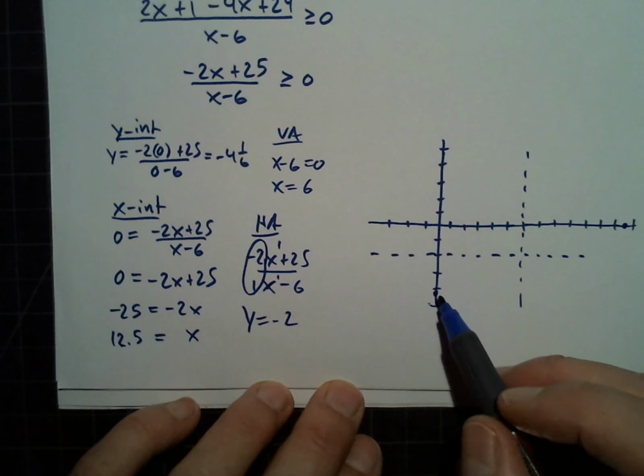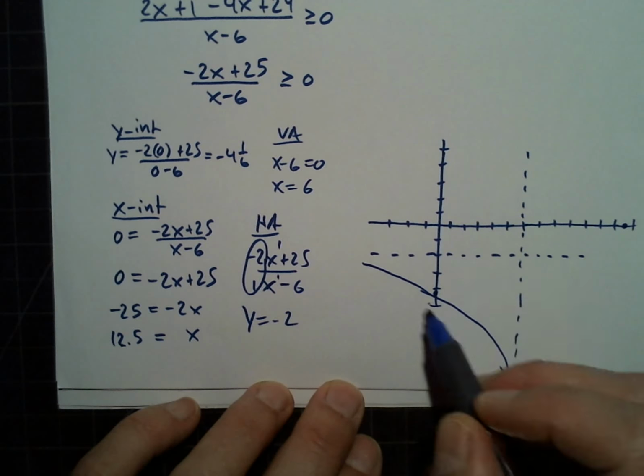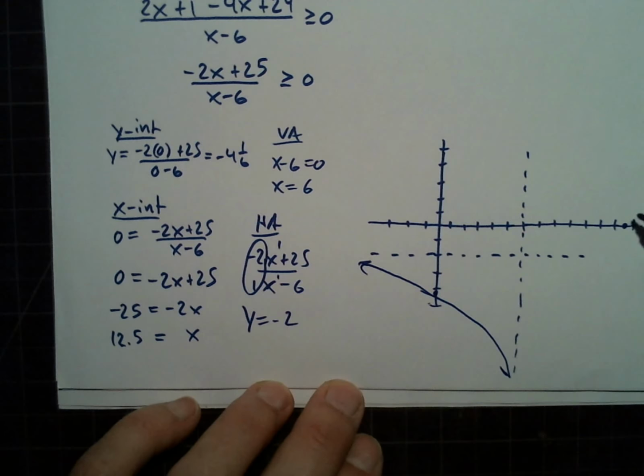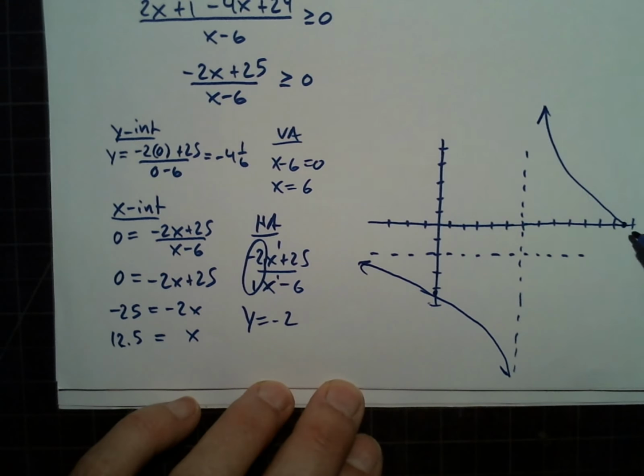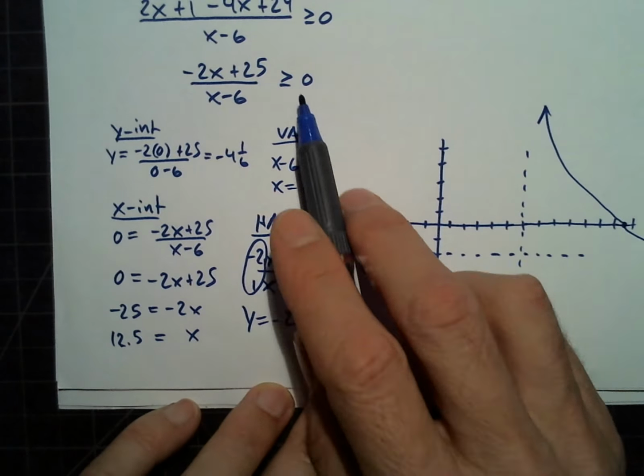So we have a y-intercept, and we can see that's happening. And over here, we have that. So now we can talk about where the graph is above the x-axis. When is the graph greater than 0?